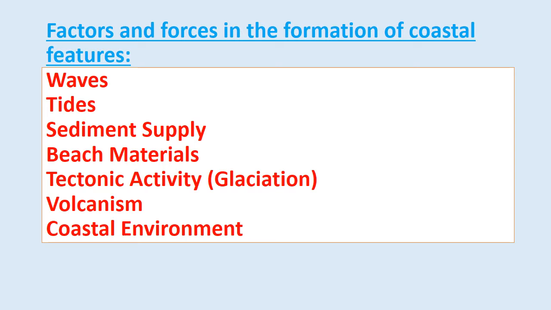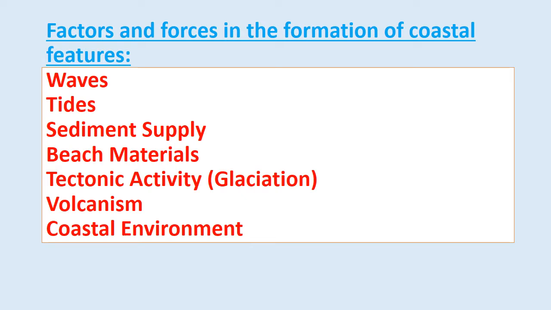The factors and forces in the formation of coastal features are waves, tide, sediment supply, beach material, tectonic activity, volcanism, and coastal environment. First one is the waves. Incoming waves are known as swash and outgoing waves are known as backwash. Strong swash and weak backwash are responsible for depositional landforms.